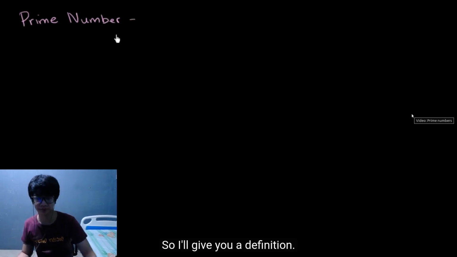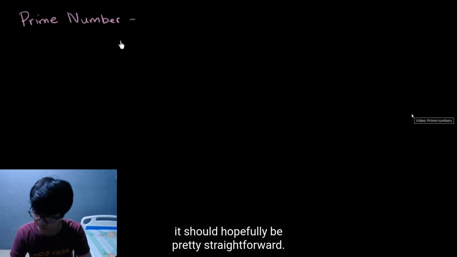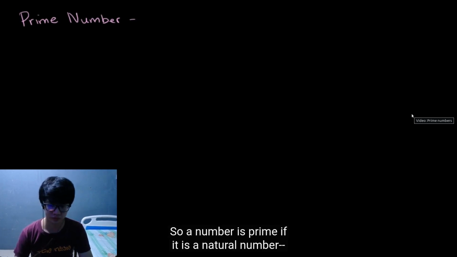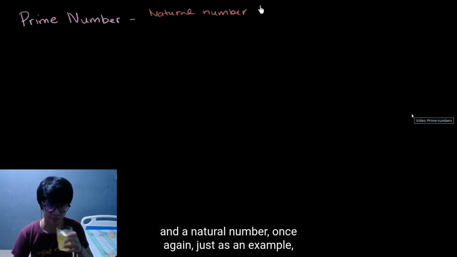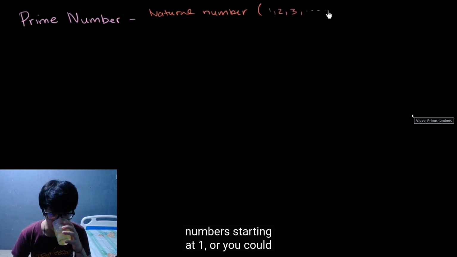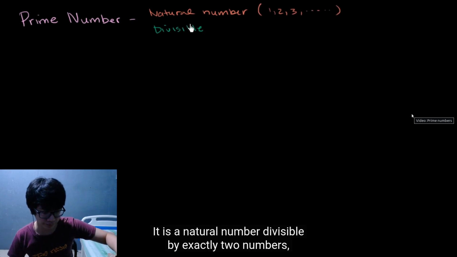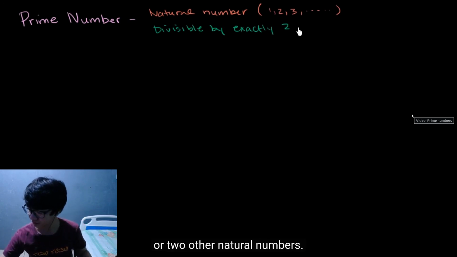So I'll give you a definition, and the definition might be a little confusing, but when we see it with examples, it should hopefully be pretty straightforward. So a number is prime if it is a natural number. A natural number, once again, just as an example, these are like the numbers 1, 2, 3. So essentially the counting numbers starting at 1, or you could say the positive integers. It is a natural number divisible by exactly two numbers, or two other natural numbers.